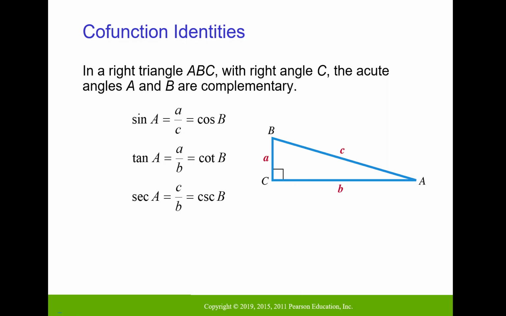And so our trig functions actually have cofunctions. And these are the 3 cofunctions. So for sine, the cofunction is cosine, you can tell by the name.